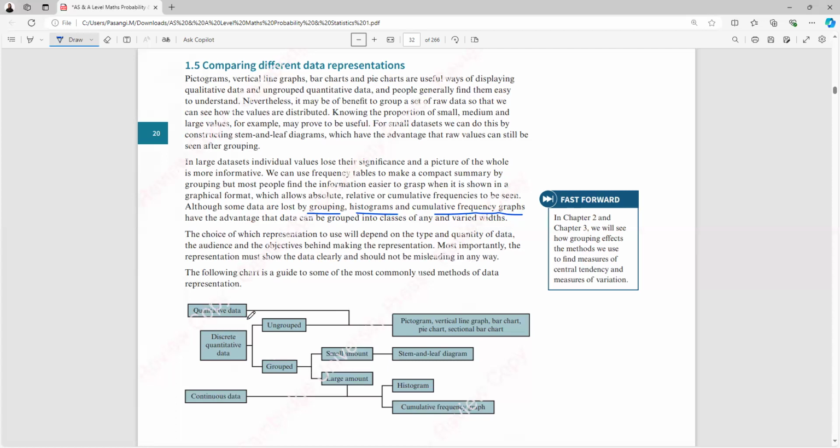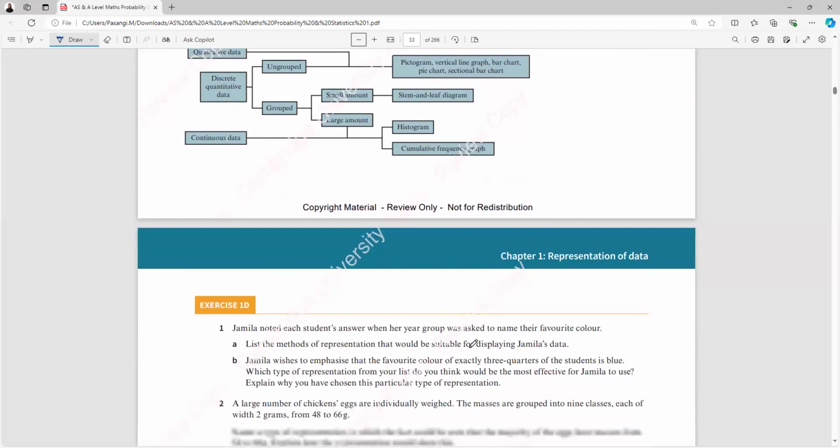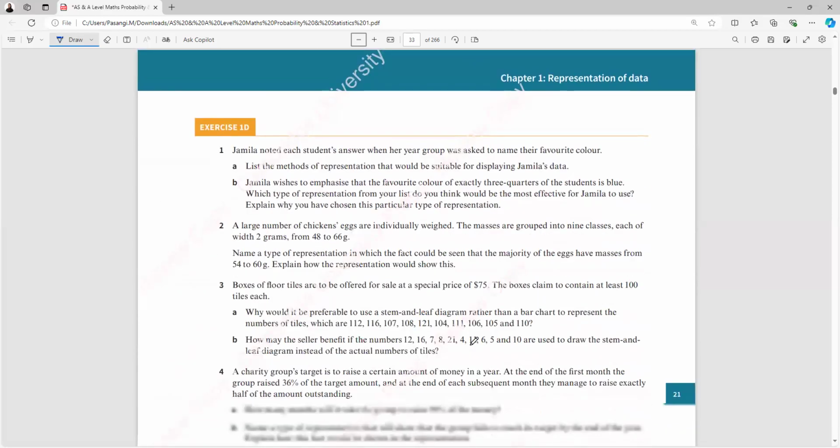Here we have quantitative data: discrete quantitative data and continuous data. If it's discrete data, we can have two categories under that, ungrouped ones and grouped ones. If we have grouped ones, then we have a small amount of data and also a large amount of data. For the small amount of data, we can consider the stem and leaf representation. For the continuous data, we can use the histogram as well as the cumulative frequency graph. Those are the graphical methods which we can use for data representation.